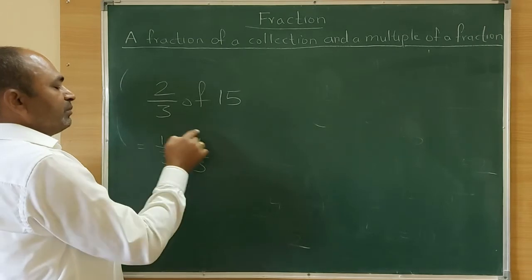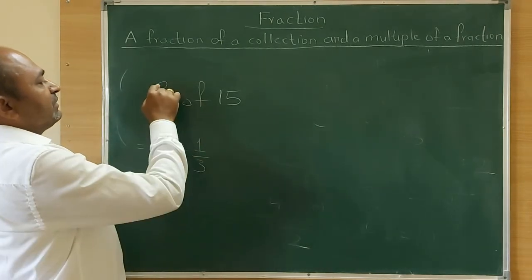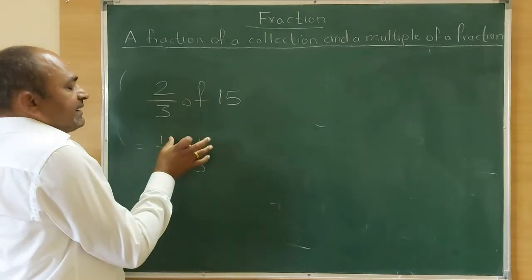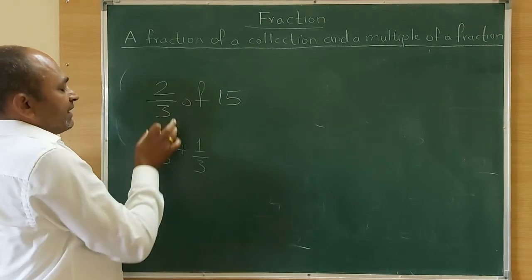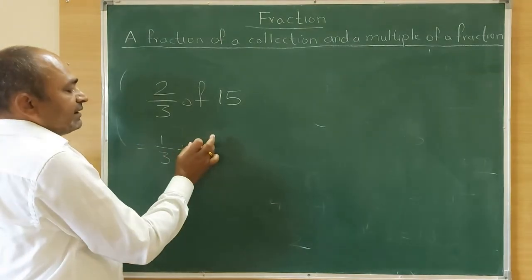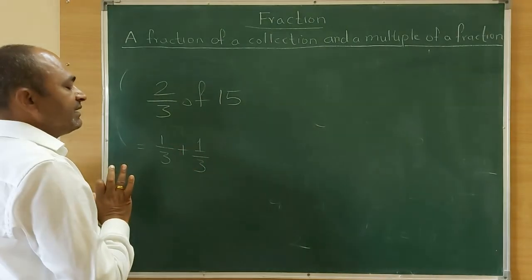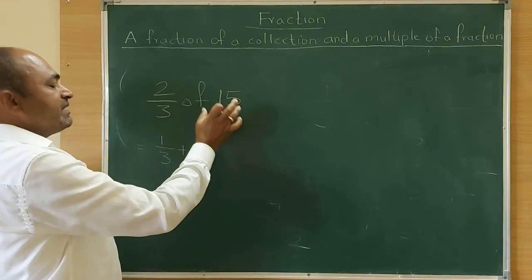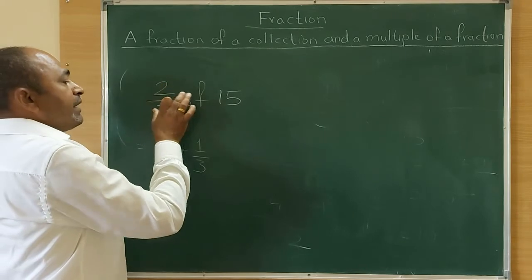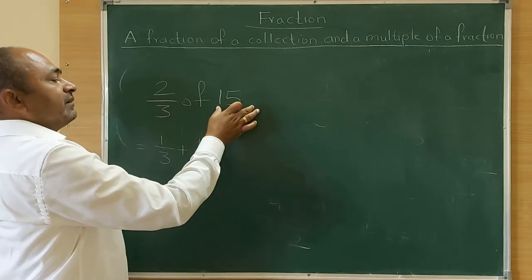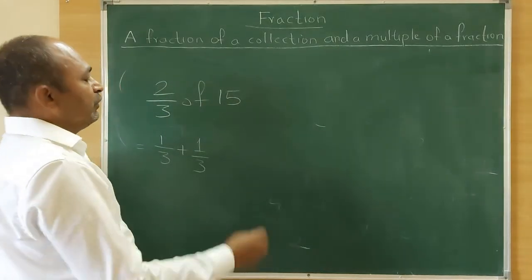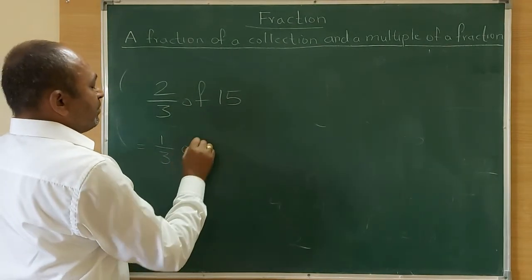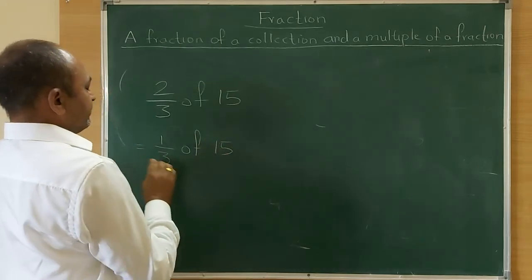2 upon 3 means 1 upon 3 plus 1 upon 3. This 2 I have split. This numerator I have split: here 1 and here 1, and the denominator I have kept as it is. So 2 upon 3 of 15 means what? 1 upon 3 of 15, and take it 2 times. So first we will find out 1 upon 3 of 15.